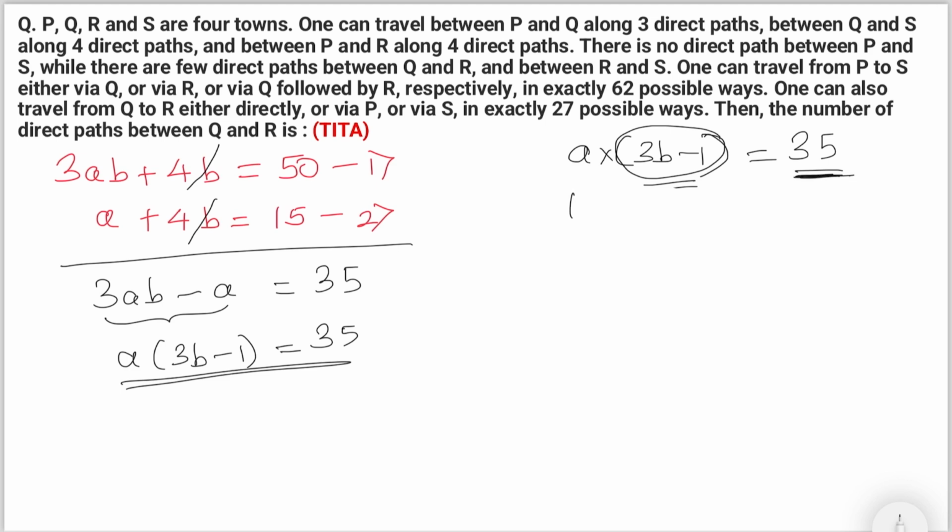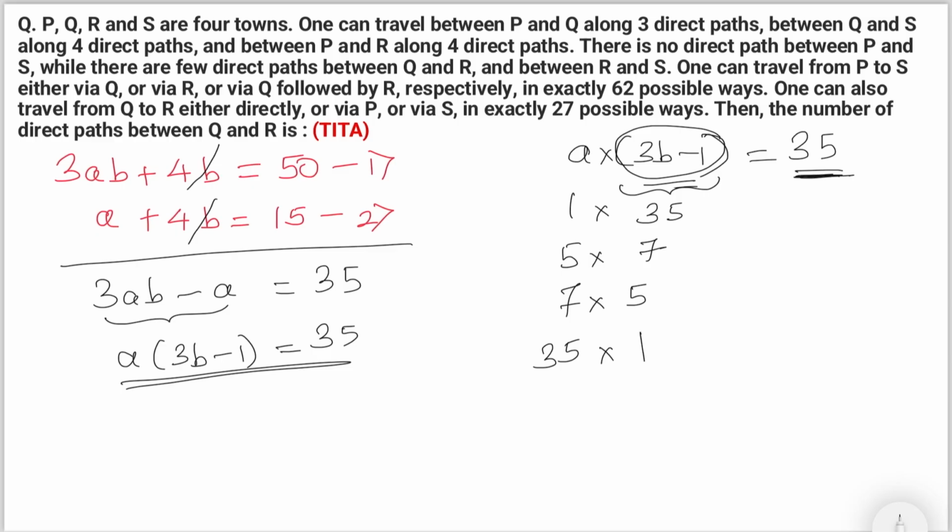The first is A can be 1 and the second bracket can be 35. The second possibility is A can be 5, and the second bracket is worth 7. The third possibility is A is 7 and the second bracket is worth 5. And the last possibility is A is 35 and the second bracket is worth 1.